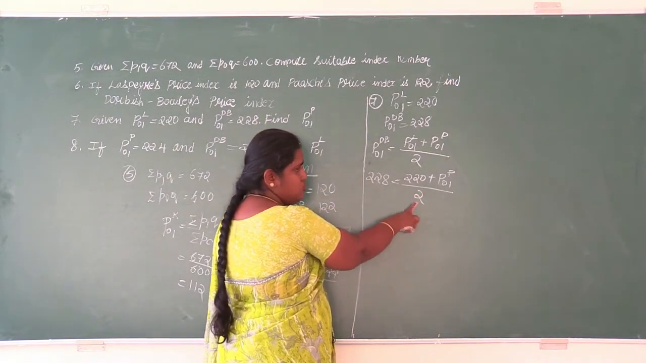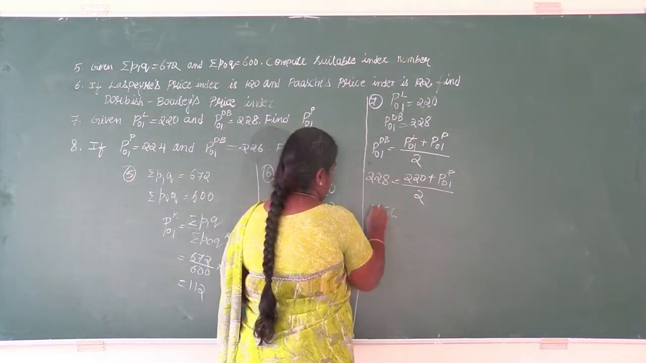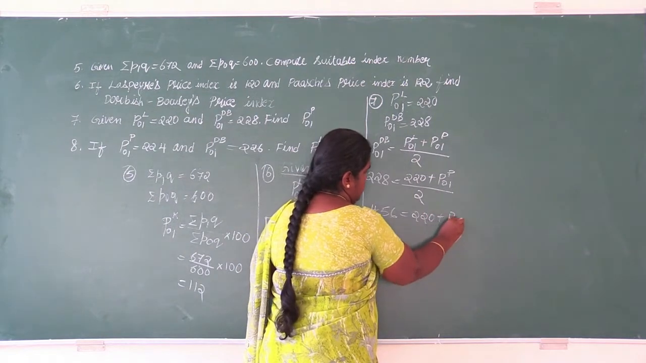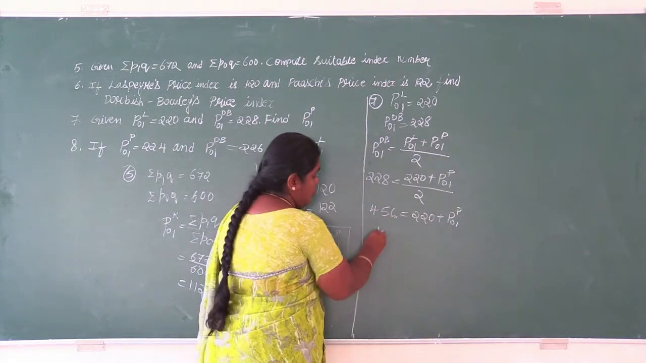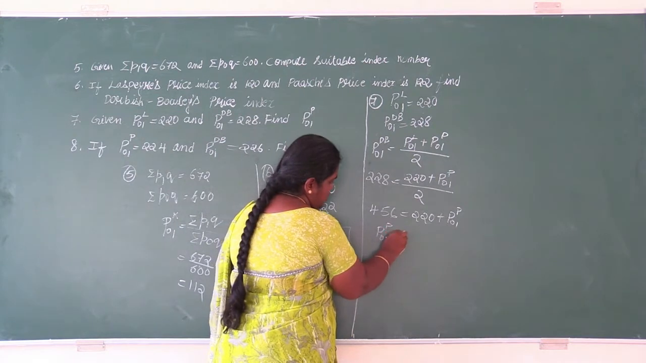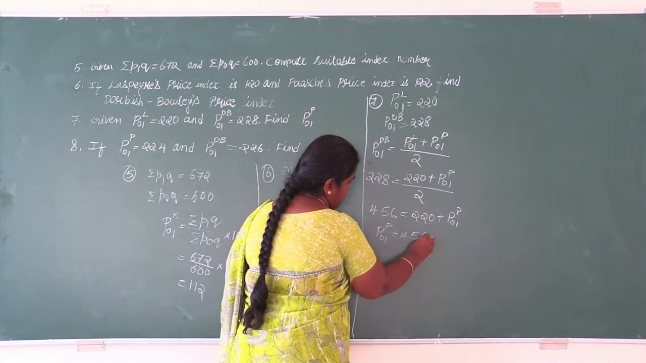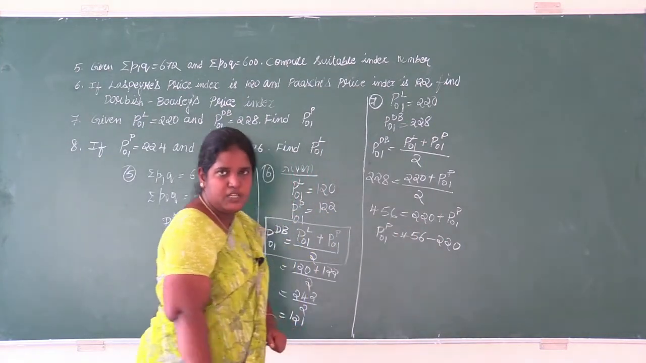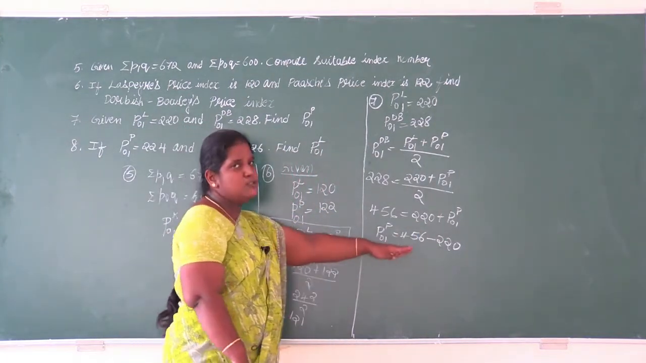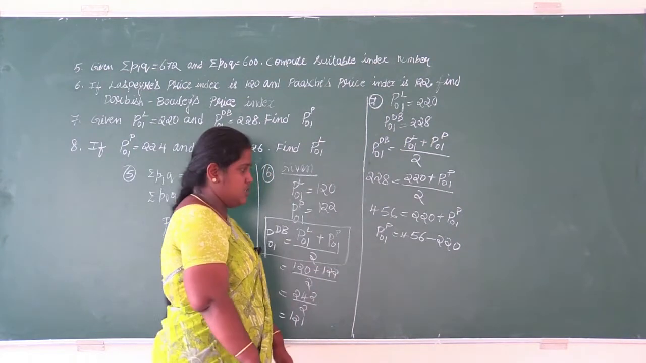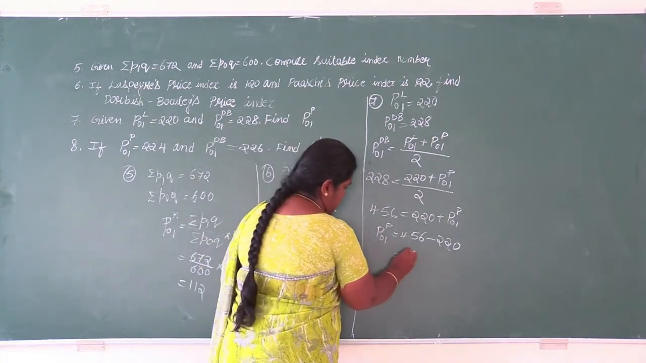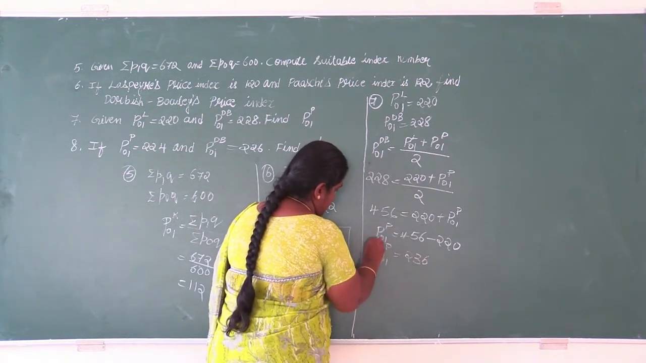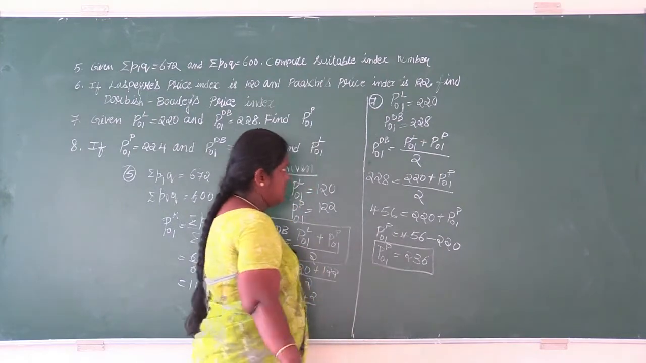Now multiply this 228 and 2. We'll get 456 equals 220 plus P01P, or P01P equals 456 minus 220. So you have to bring this 220 to this side. When you bring it to the other side, it becomes minus. So it is 456 minus 220, and when we subtract, we'll get 236. So Paasche price index number is 236.